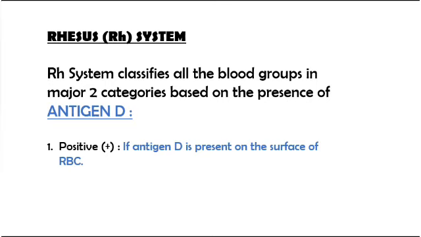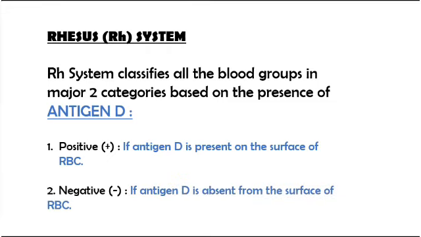The first is positive. If antigen D is present on the surface of the RBC, then the blood group is known as positive. And if the antigen D is not present on the surface of the RBC, then this blood group is said to be negative. So you all must have heard the person is having A positive or A negative or B positive or B negative. This is because of this RH system only. A and B is given according to the ABO system, and this positive and negative is given according to the RH system.